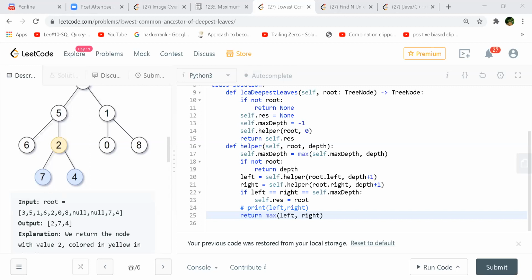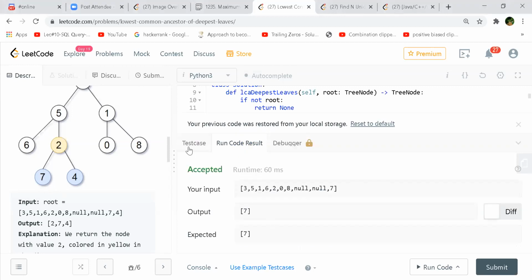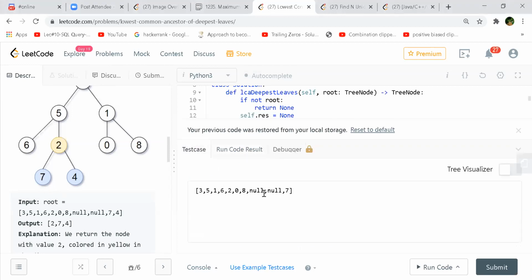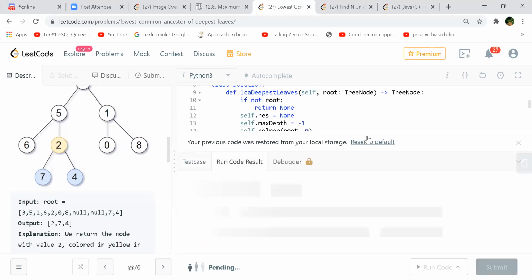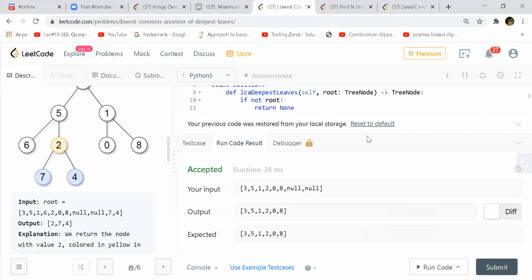So if you remove 6, 7, and 4, what would be the answer? In that case, it should be the root. 7 and 4, right? Then yeah, it should be 3 then, I think. Three, or is it 5? 3. Yeah, it is the subtree rooted at 3.